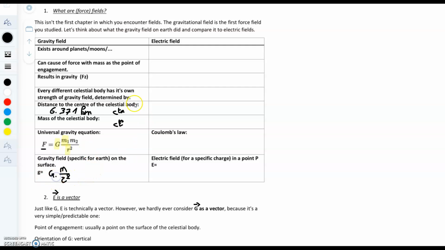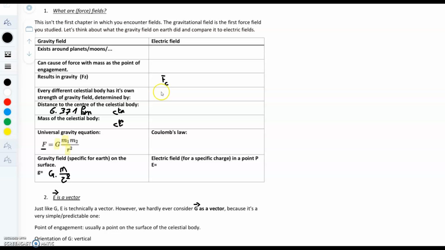That means that we can draw a similarity to any electric fields around it. Quite simple. An electric field, and feel free to pause the video and fill it in as you go along, it exists around charged objects. It can cause a force on other charged objects in this case. And what does it result in? It results in a Coulomb force, an electric force in this case.